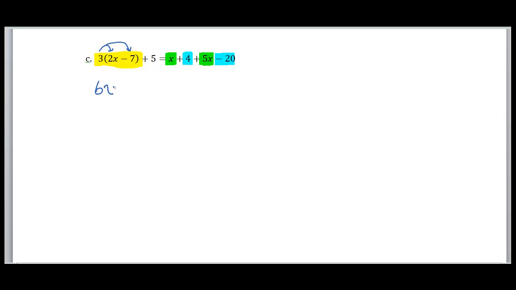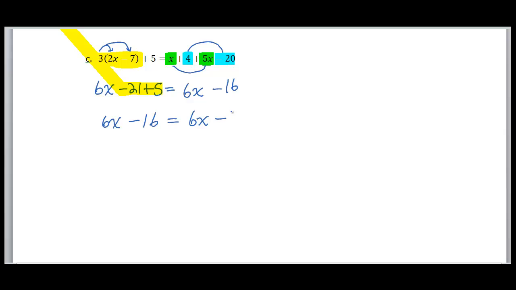Okay, simplify this, I get 6x minus 21 plus 5 equals, well, combine these two like terms, I get 6x. Combine these two like terms, I get minus 16. Notice on that left-hand side, I've opened myself up to having like terms. Negative 21 plus 5 is negative 16. So if I look here, I have an equation with identical sides, right? Identical expressions on each side of that equation. Let's see what happens when I have identical expressions on each side.